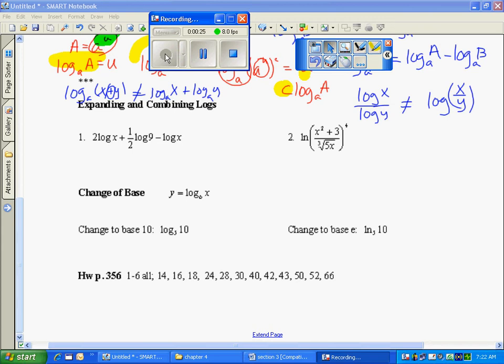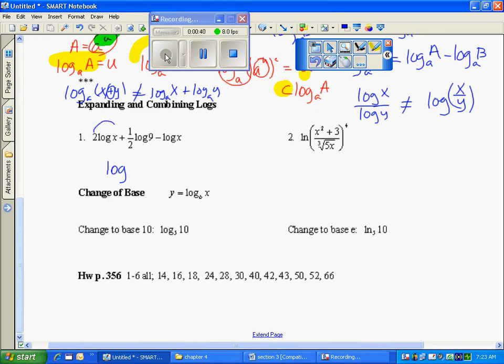So in this situation, I have all these logs, and I want to merge them into one single log. I want to put them all together into one log. Notice they all three have the same base, and it's base 10. So if I recall property 3, this 2 out front is really an exponent on x. This 1/2 is really an exponent on 9. And this addition sign says that I need to be multiplying those results.